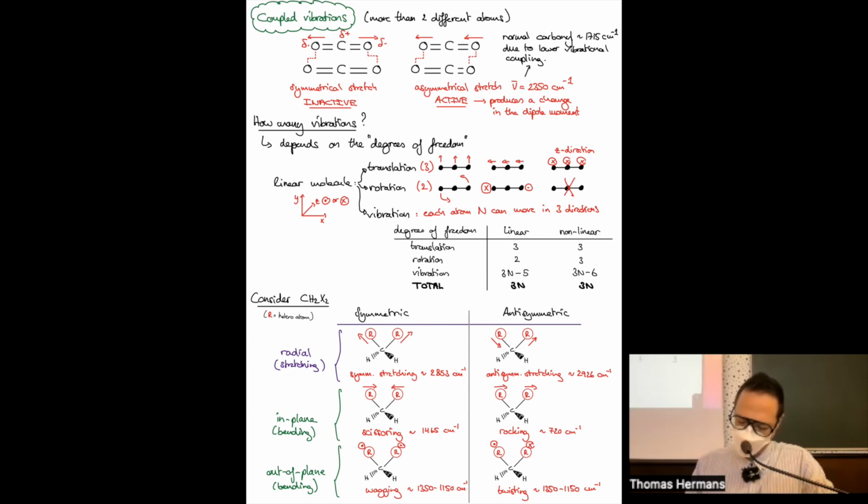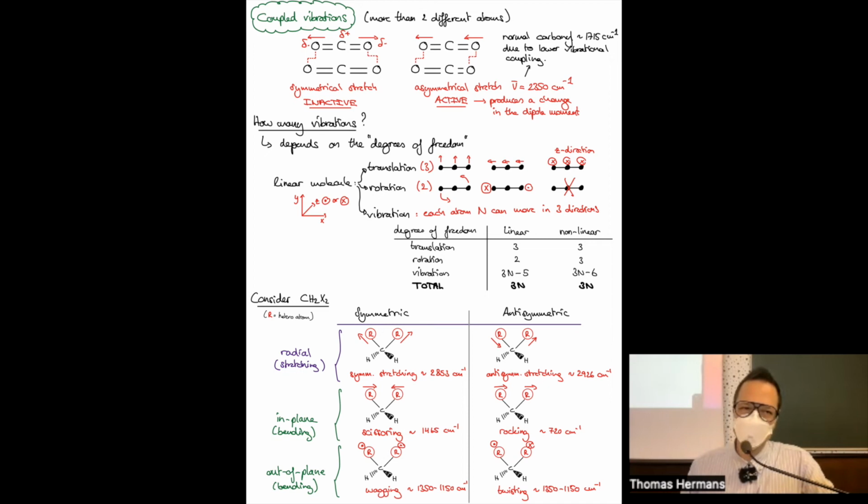So for vibration, the total always has to be 3 times n, right? 3 times the number of atoms. And so vibration is the total minus translation minus rotation. Okay, so it's 3n minus 5 and 3n minus 6.